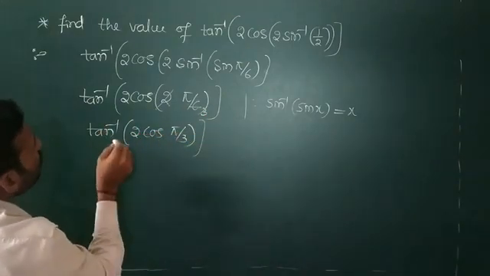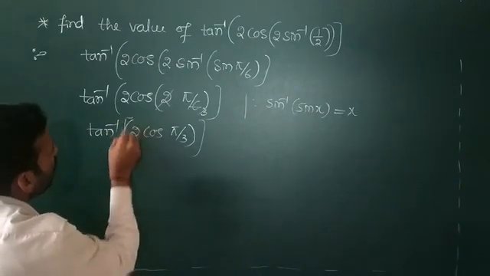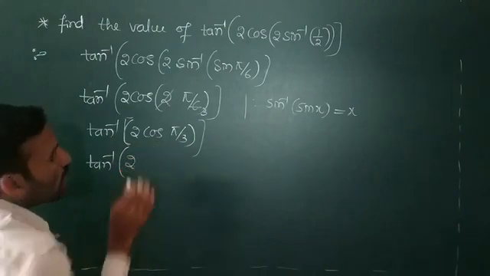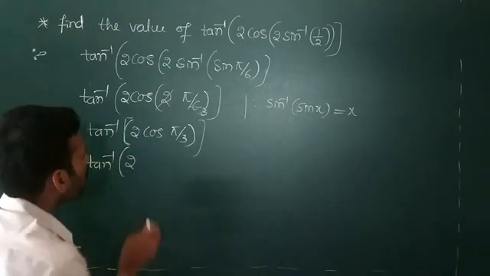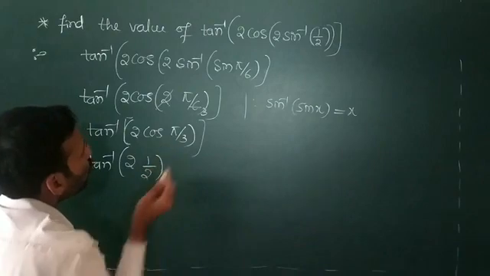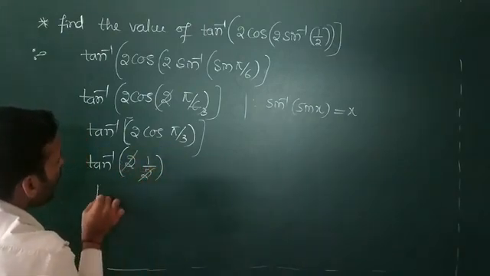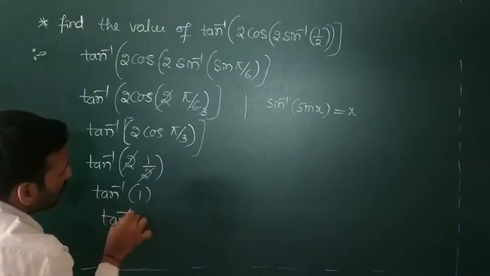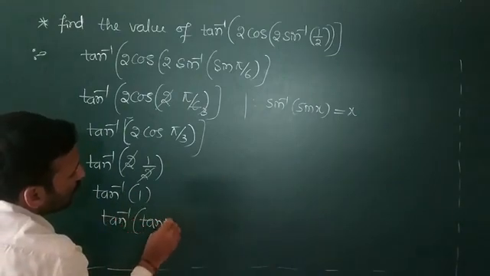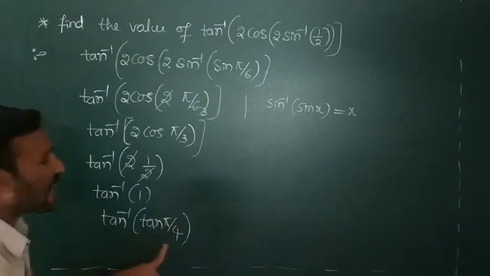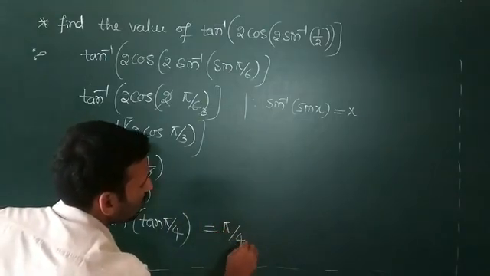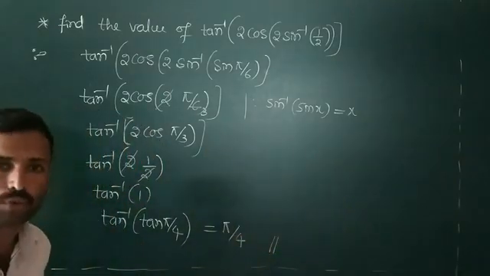Now this is simplified as tan inverse of 2 cos pi by 3. As you know already, cos pi by 3 is 1 by 2, so this simplifies to tan inverse 1. Tan inverse 1 can be written as tan inverse of tan pi by 4, because tan inverse of tan theta is theta. That's why the value of this inverse trigonometric function is pi by 4.